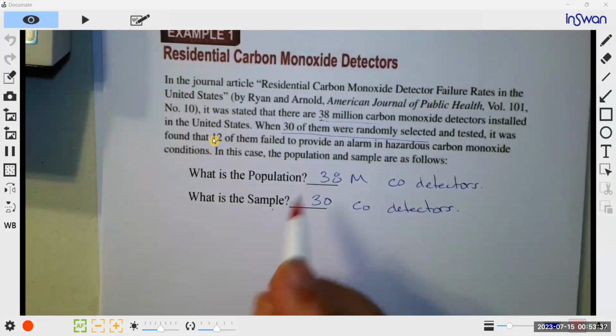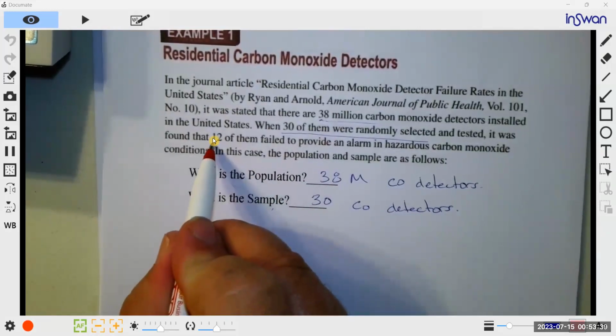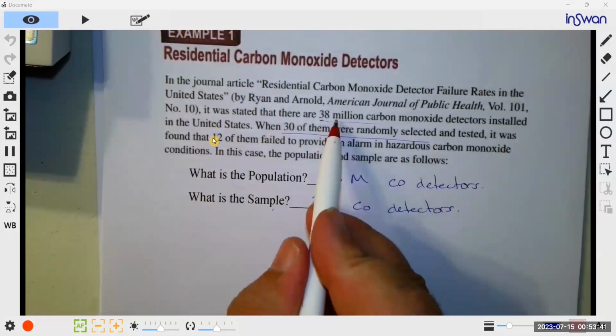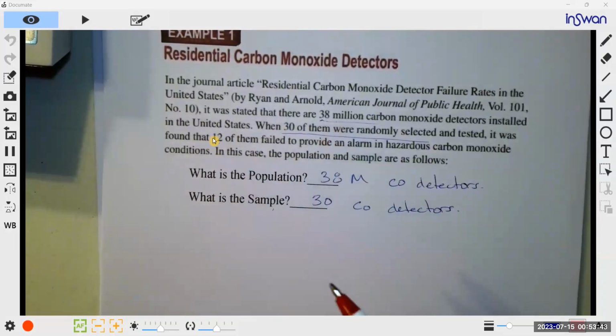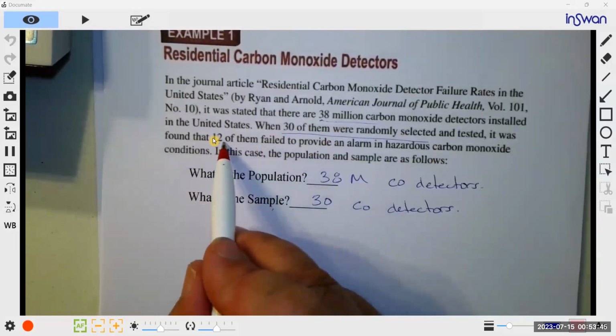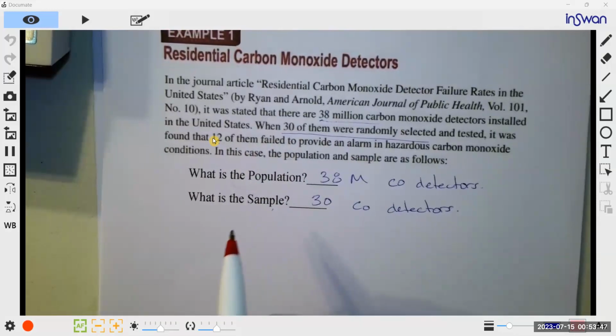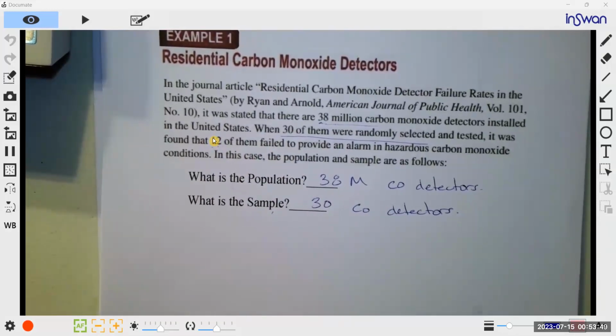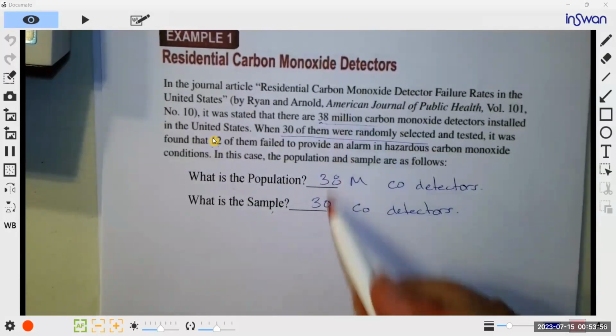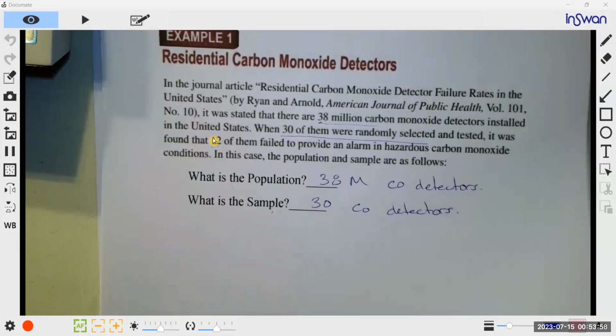And the statistic, we would go a little bit further. Out of these, 12 out of 38 million are defective. Or you can say that 12 out of 30 are defective. So that would be the statistic. But in this case, that's what we're looking at.